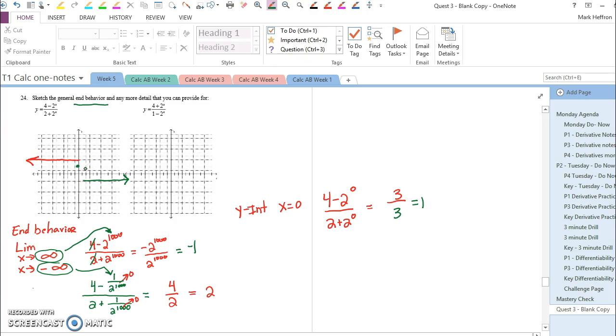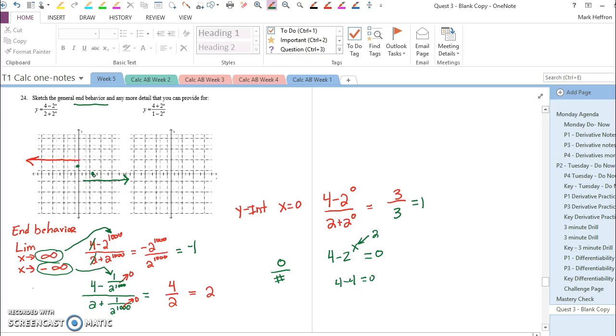And then it's possible that I could come up with the 0. Is there anything that makes the numerator 0? 4 minus 2 to the x equals 0, because 0 divided by any number is 0. So I look at this, and it's sure enough, 2 raised to the 2 power is 4, or 4 minus 4 equals 0. So I must have a 0 here at 4.